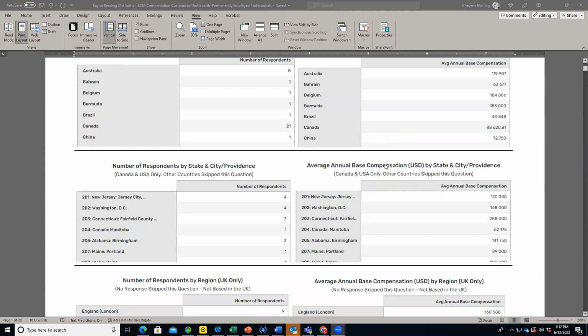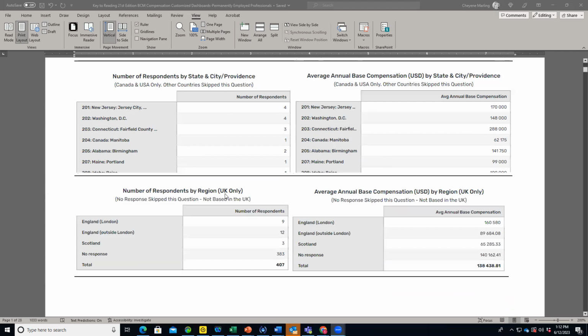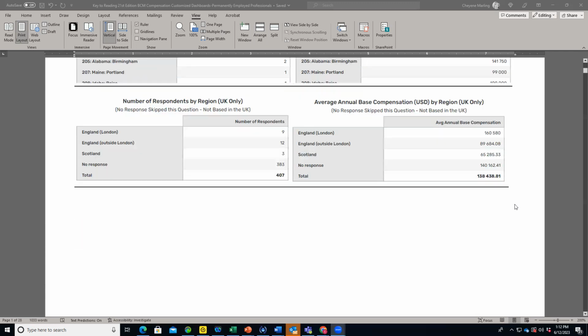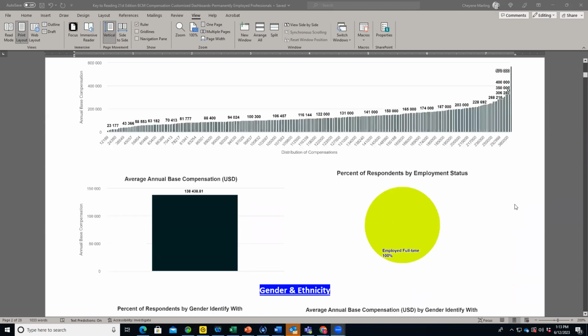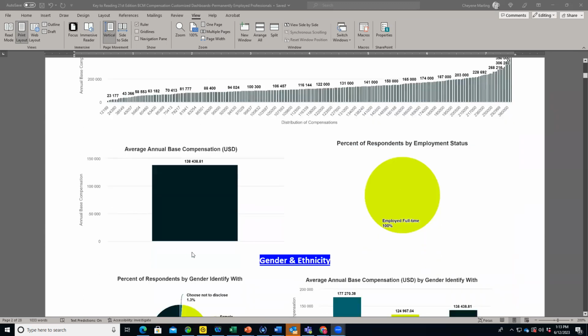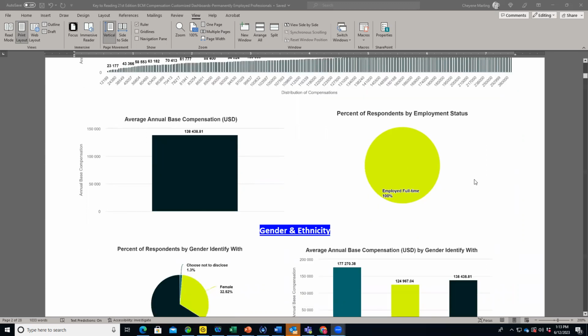And if we scroll down, I want to stress right here, first part, UK only. So no response in this particular dashboard, 383. That means 383 people were not based in the UK, right? So they skipped this particular question. And as we go down, we can see the distribution of respondents, average annual base compensation. This is for everyone that's within your peer group. So either by years of experience or by job title, this would be the average for everyone within the peer group. But then you can dig in and look at the different data charts.